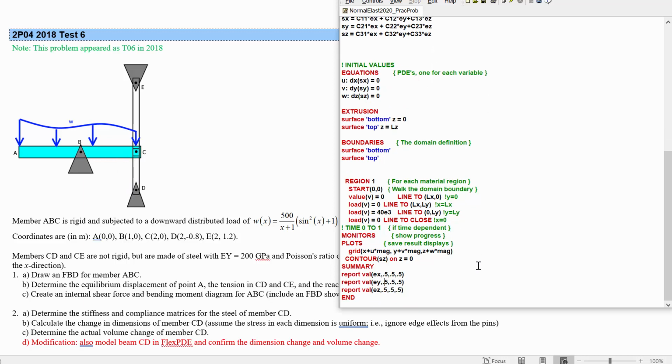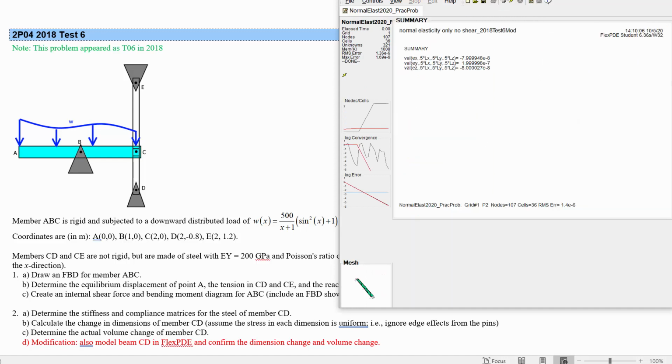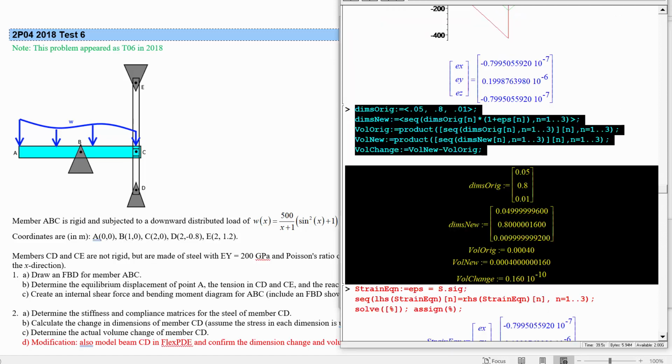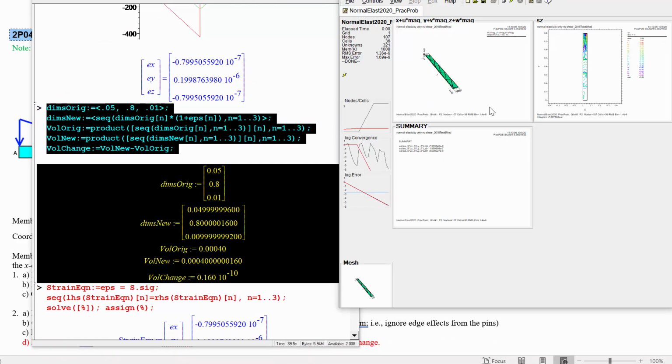Now here, rather than 0.5, let's say 0.5 times Lx, 0.5 times Ly, and 0.5 times Lz, so that we get something that is inside of the material for evaluating these strains. And let's just check that this actually runs for now. Okay. And the strains that we got look familiar. Are those the same strains that we had in Maple? Yes, looks the same. Okay, so far so good.